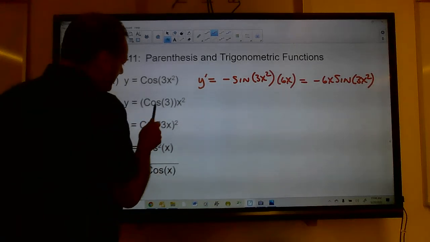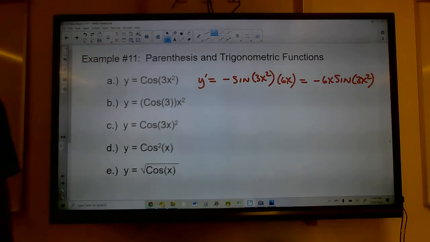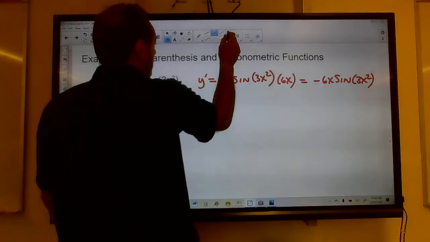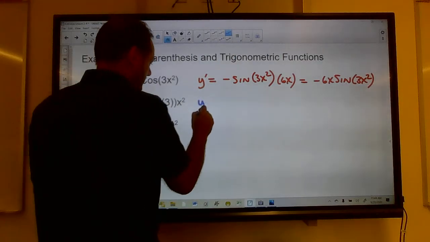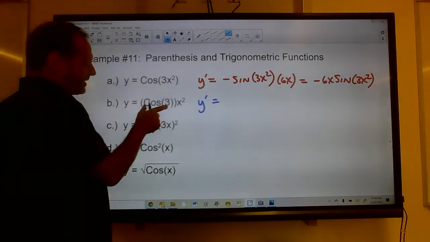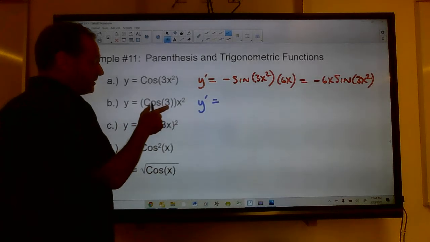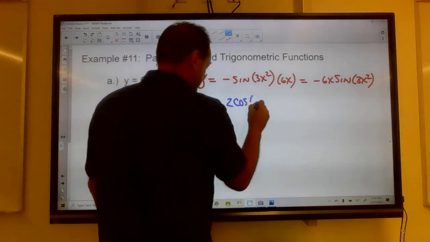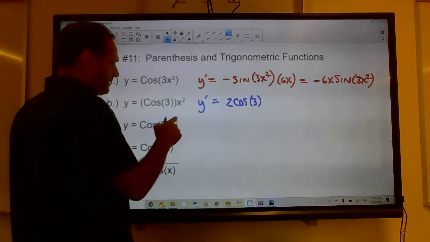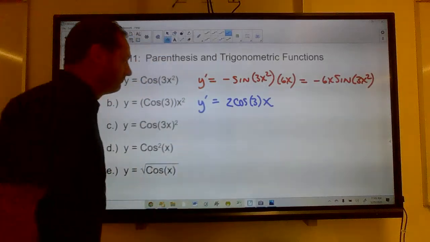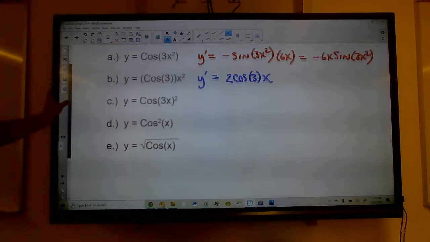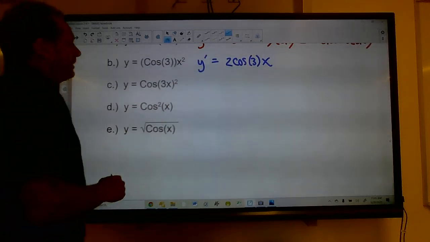Okay, now look at where the parentheses are here. This is just cosine of 3. That's just a constant. So the derivative of this is just like the derivative of a constant like 2. All right, so it's going to be 2 times that constant, drop the power 1. Done. Nothing else to do to that.